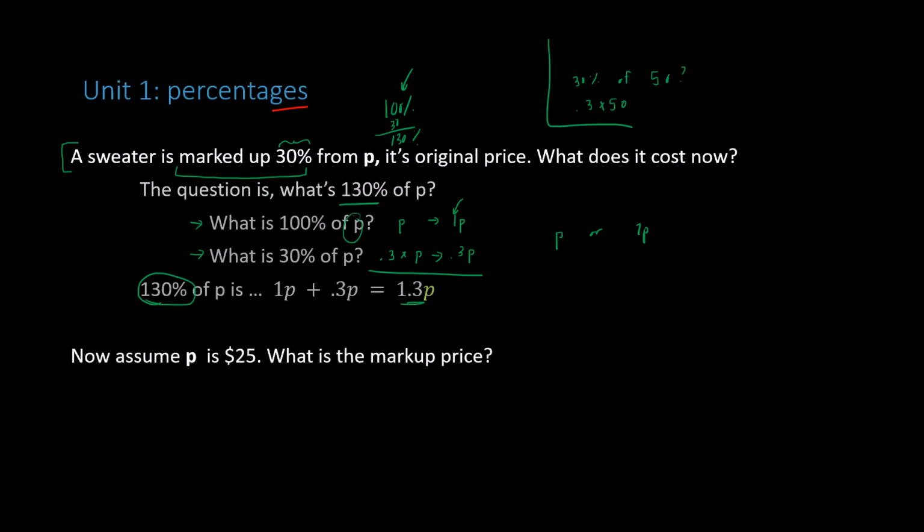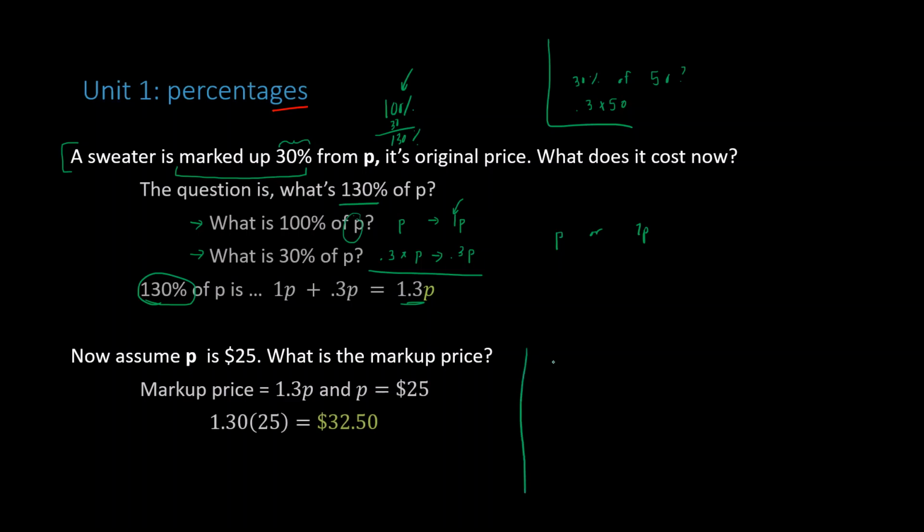So for example, if the sweater cost $25, the markup price would be an additional 30%, or $32.50. Now an alternate solution for this could have been to calculate 30% of P, which is 30% of $25, which is equal to $7.50. So we could have said, okay, $7.50 is 30%, so I can add that on to 25, and I still end up with $32.50.